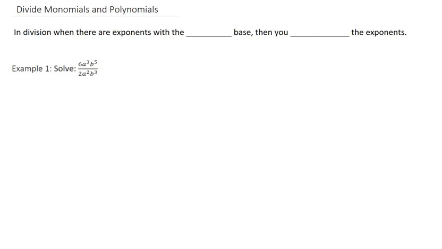Divide monomials and polynomials. In division, when there are exponents with the same base, then you subtract the exponents. So let's go ahead and look at our first example to see how this is done. Solve for the following. So we have 6a to the third, b to the fifth, divided by 2a squared, b to the third. So like before, we're going to treat our numbers the same.